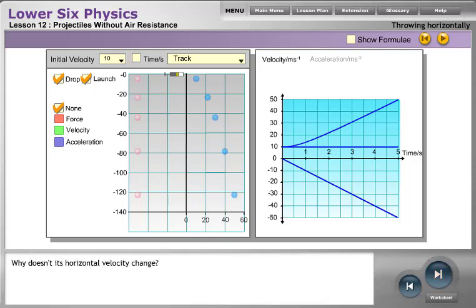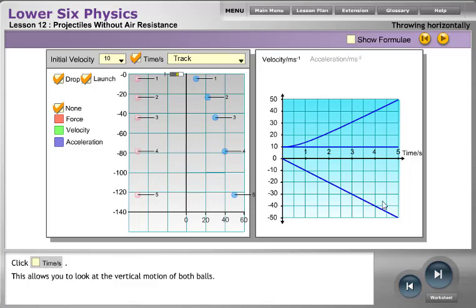Why doesn't its horizontal velocity change? Answer: there is no horizontal acceleration because no force acts horizontally. Click Time per second. This allows you to look at the vertical motion of both balls.